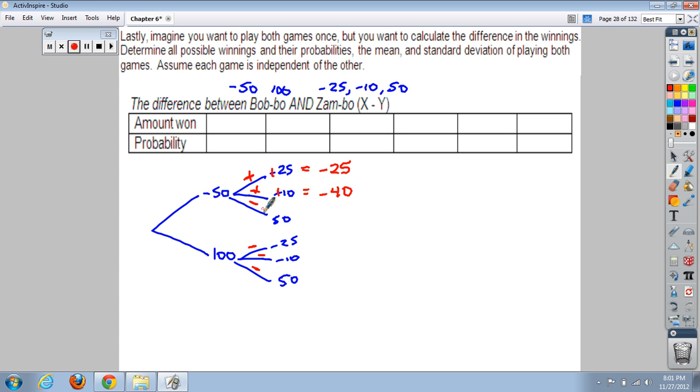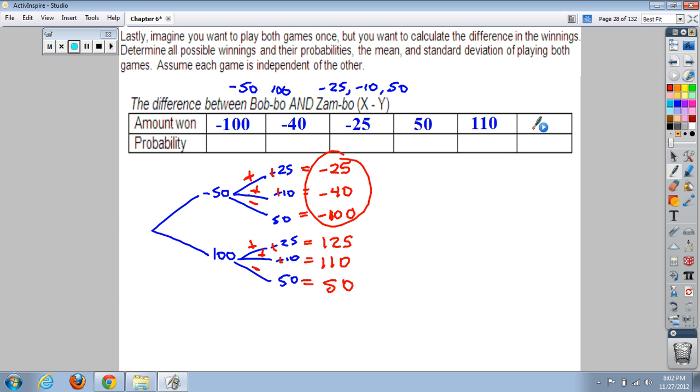Here I have 50 minus another 50. So there's negative 100. Here's going to be 100 minus a negative 25, which I'm really going to be adding it. So there's 125. Here I'm really adding 10 to get 110. And here I am subtracting 100 minus 50 is 50. So here are my possibilities here. Here's those three right there, followed by my next three there. I just decided to go in numerical order from least to greatest.